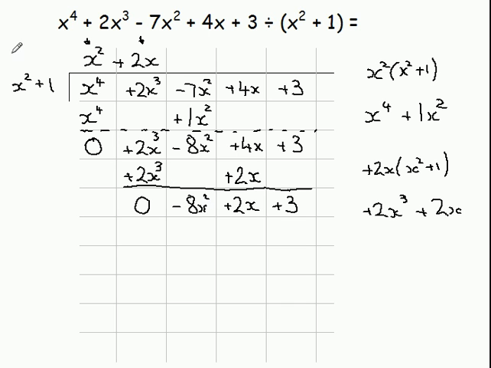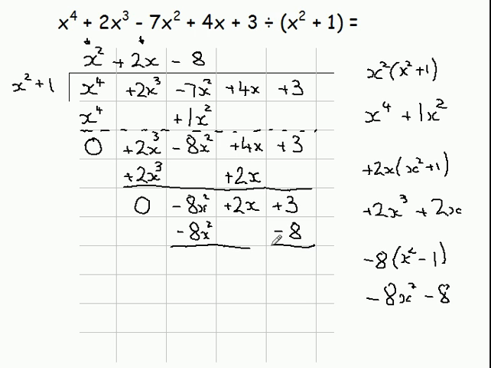Minus 8x squared divided by x squared gives me minus 8. This times this gives me minus 8x squared, of course, minus 8. And so the minus 8x squared goes there. I haven't got any x components, but I do have a minus 8 there.